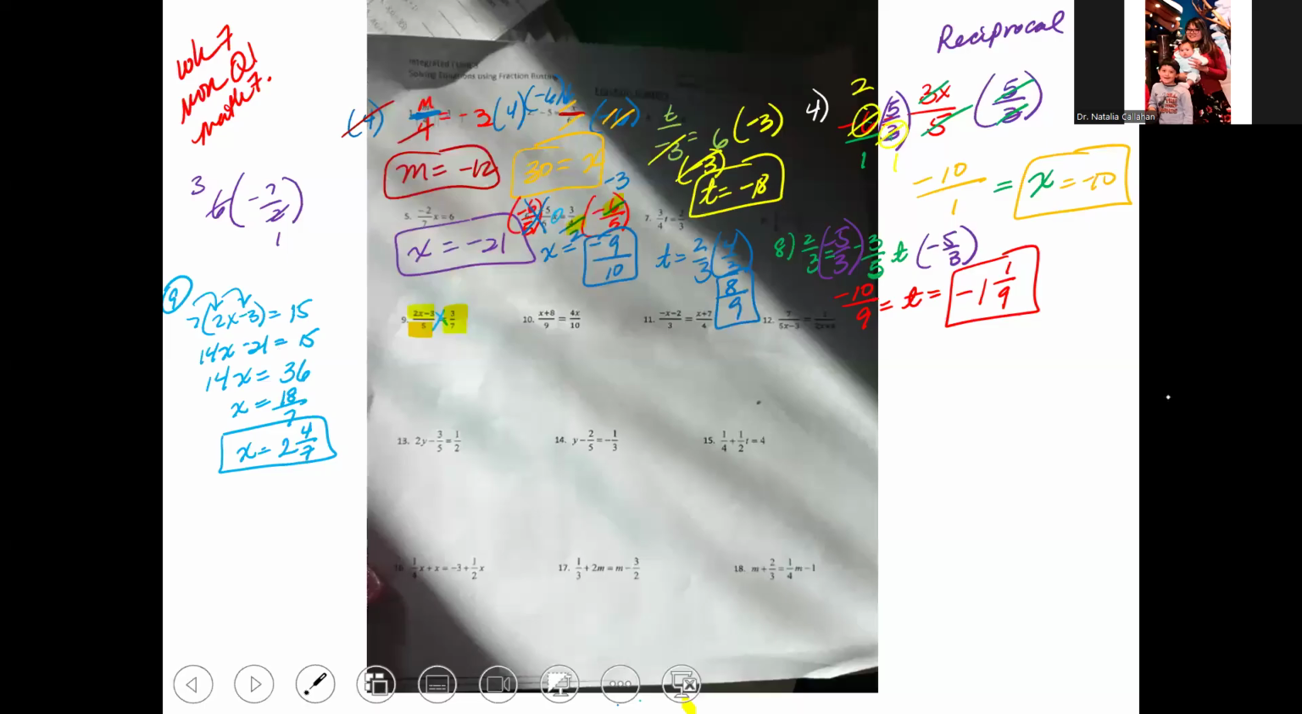X equals 2 and 4/7. No, did you get 18 over 7? Okay, 36 over 14, right? Reduce it. 36 over 14, they're both even, you can divide by 2. What's 36 divided by 2? 18. What's 14 divided by 2? Do you now see how we got 18 over 7? They're both even numbers, you can always divide by 2. Now put it into a proper fraction.